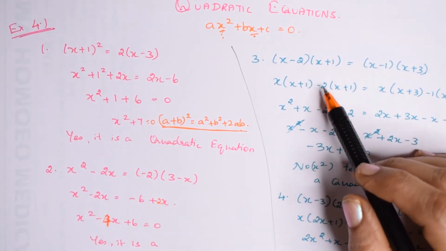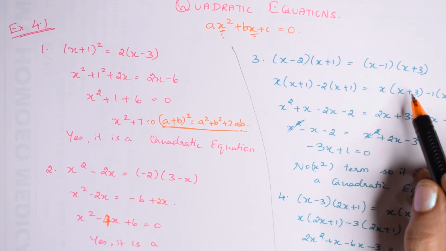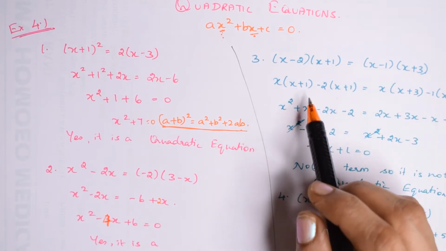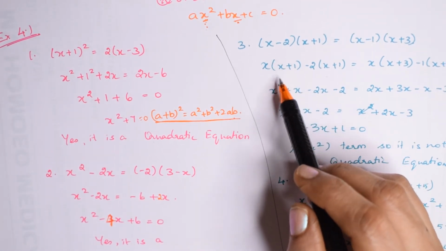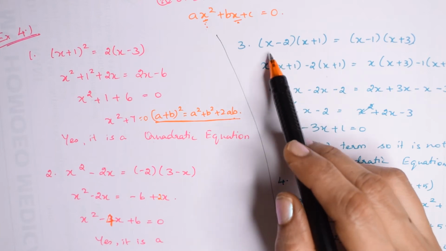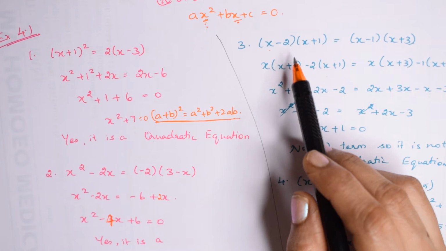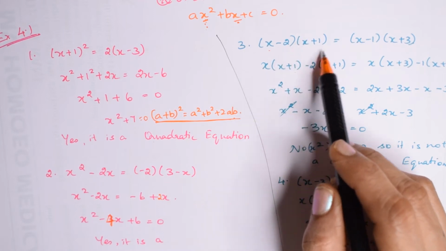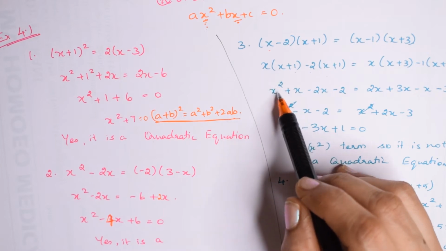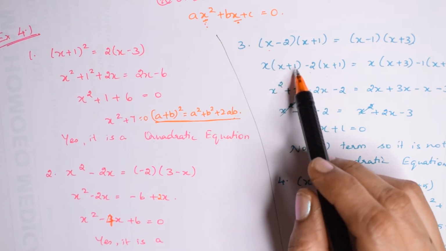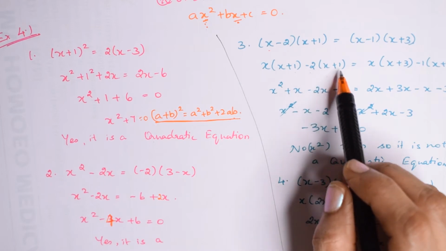Then for the third sum, (x minus 2)(x plus 1) is equal to (x minus 1)(x plus 3). Here if you know the formula it is well and good. If you don't know the formula also, we will simplify it and do it here. I take the first term x into the whole bracket x plus 1, minus 2 into the whole bracket x plus 1. So when I multiply this inside, x into x is x square, x into 1 is x, minus 2 into x is minus 2x, minus 2 into 1 is minus 2.